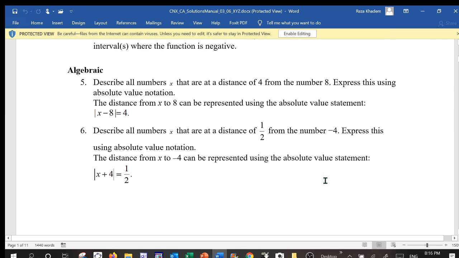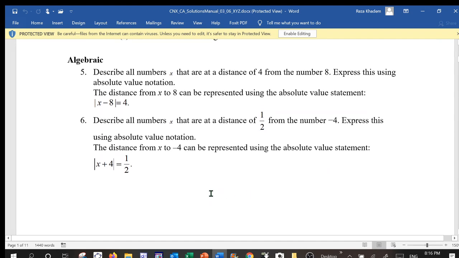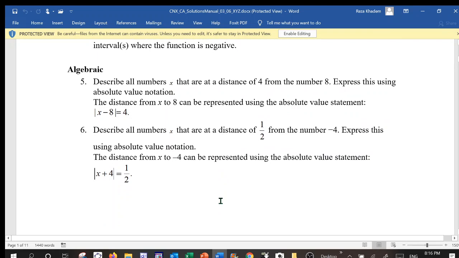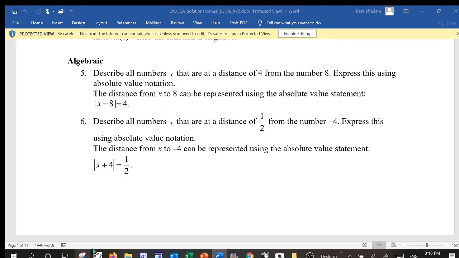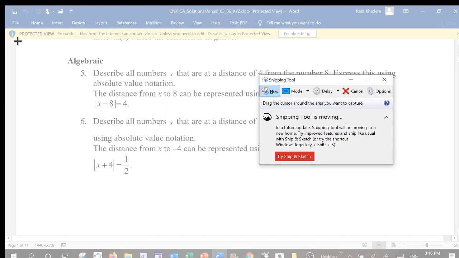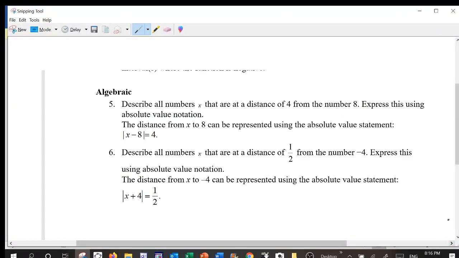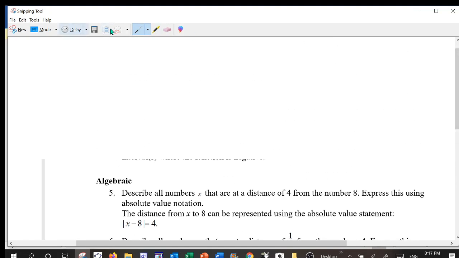So what are we supposed to do? Well, we are supposed to talk about absolute value. So let's do that. So what I'm going to do is talk about what absolute value is, first of all. I think we already know, but it's good to review it a little bit.